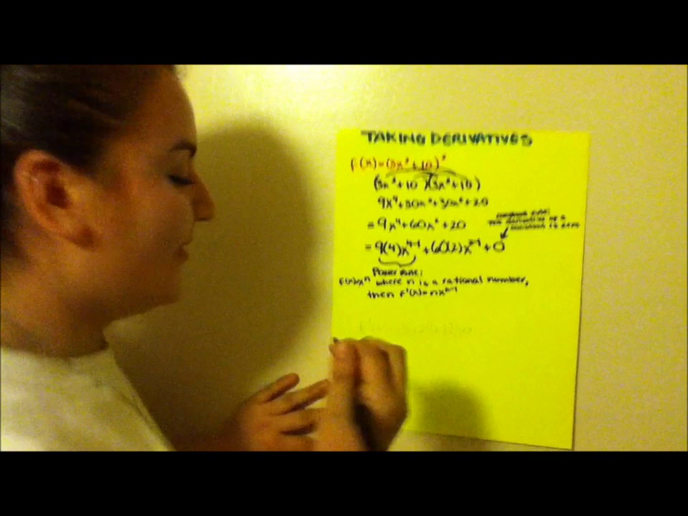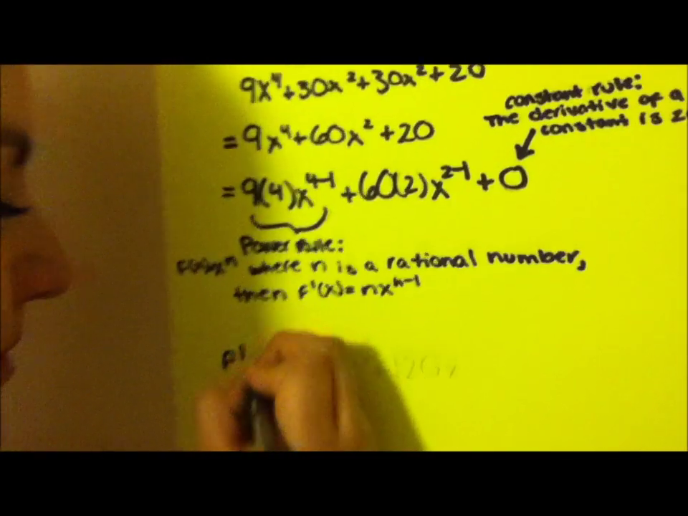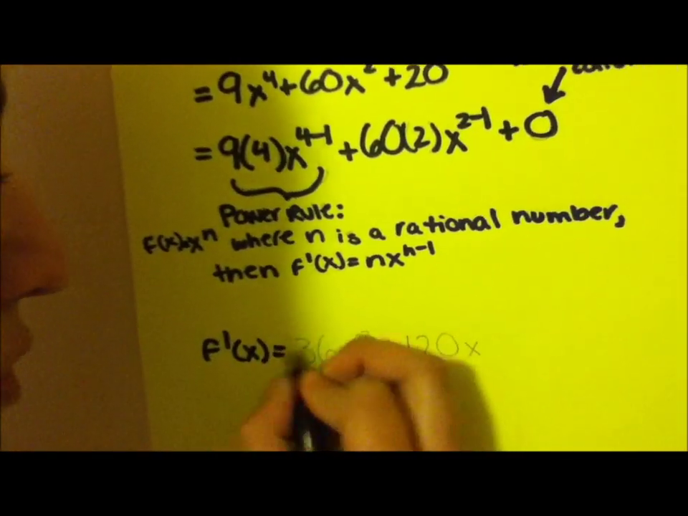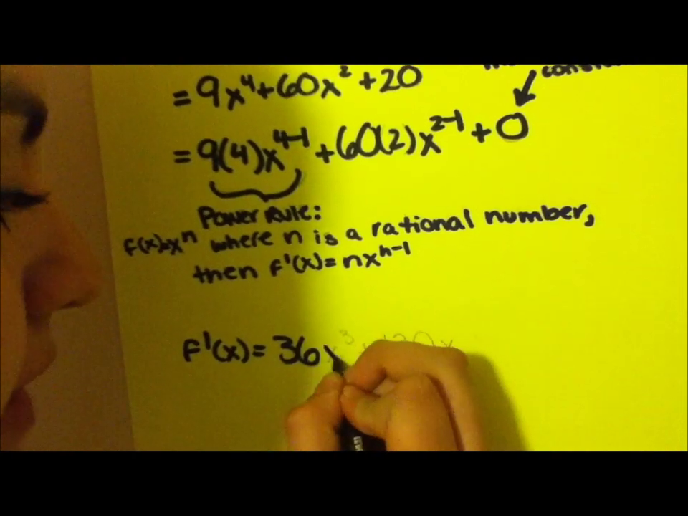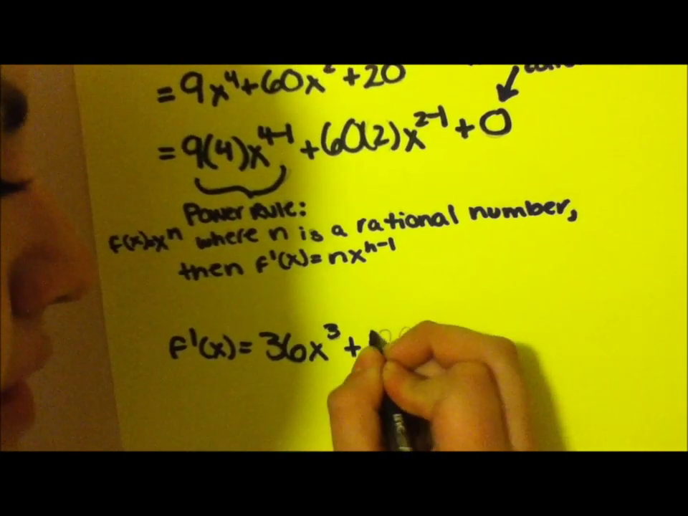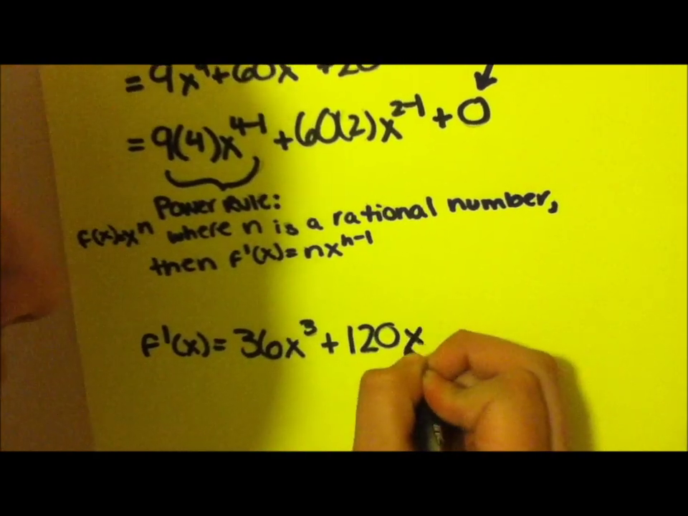So it's time for the calculator. No, Maria, no. Okay. You don't need a calculator for derivatives. Sorry about that. So our answer is the derivative of f of x equals 36x cubed plus 120x. That's how you take a derivative.